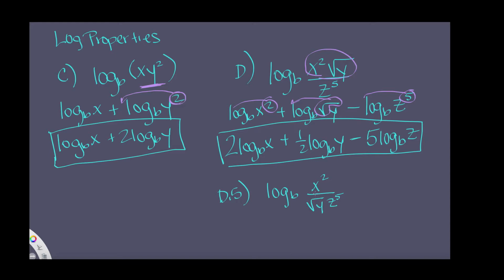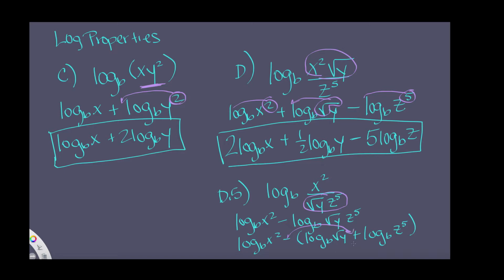Just keep in mind that when we expand this, the entire denominator is part of our quotient, right? So we're going to actually subtract: log base b of x squared minus log base b of square root of y z to the 5th, and then we can expand this product, log base b of x squared minus log base b square root of y plus log base b z to the 5th, and then this is going to distribute.